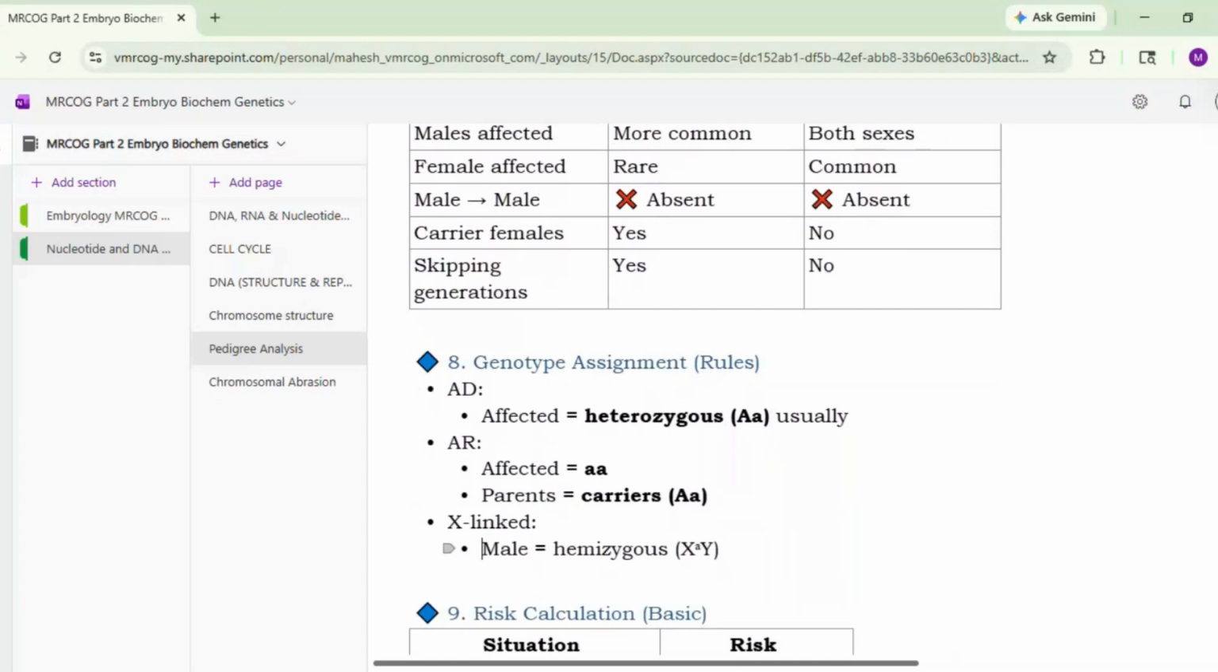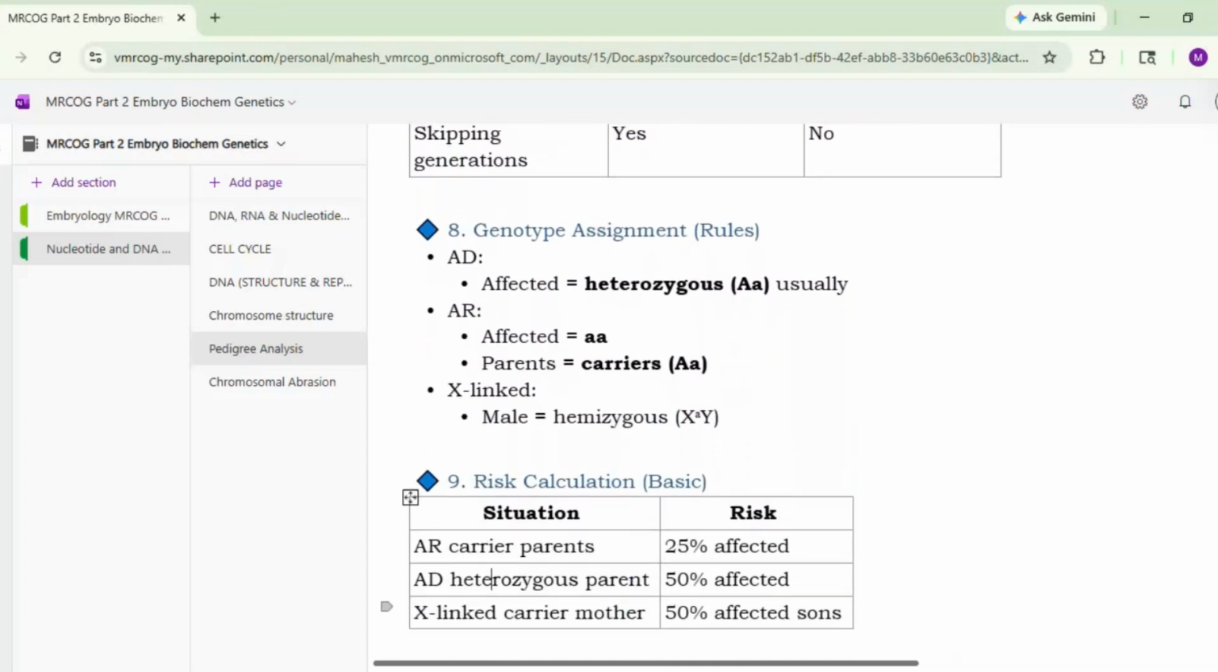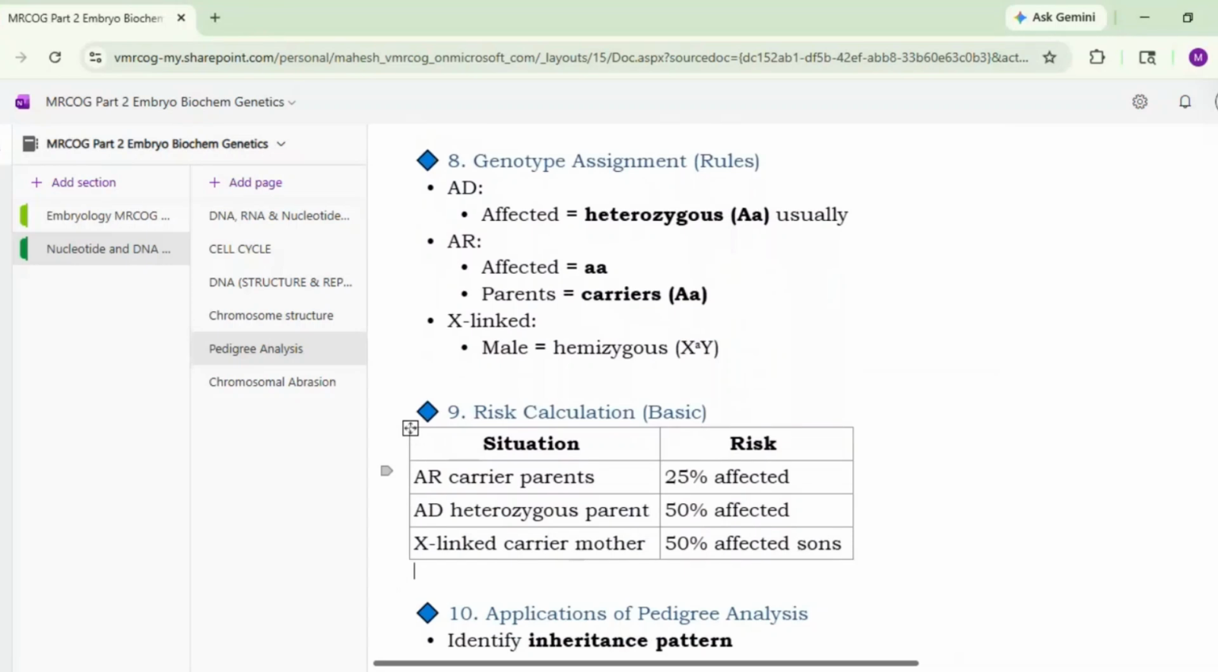What happens in the X-linked? The male hemizygous will be shown as XAY. Okay, so that is the male hemizygous. Now coming to the risk calculation. If an autosomal recessive carrier is present, then there is a 25% chance of affection in the offspring. If it is an autosomal dominant heterozygous parent, then there is a 50% chance of affection of the offspring. If it is an X-linked carrier state, 50% of the sons will get affected. When the X-linked carrier mother is there, 50% of the sons will get affected.